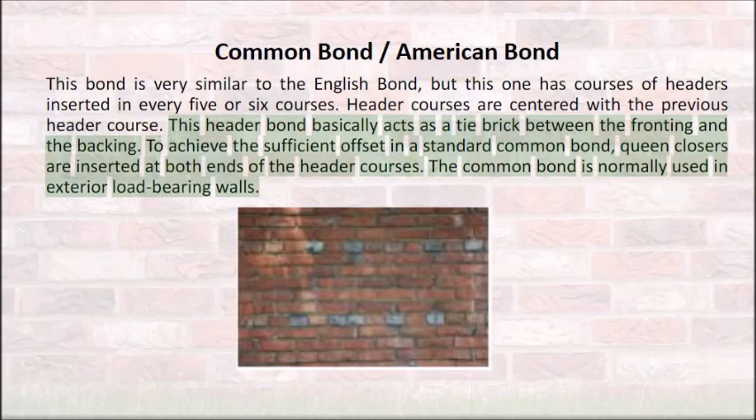To achieve the sufficient offset in a standard common bond, queen closers are inserted at both ends of the header courses. The common bond is normally used in exterior load-bearing walls.